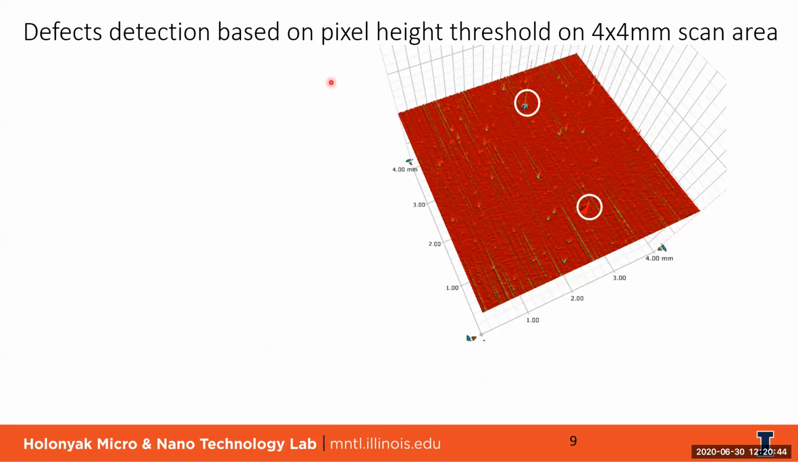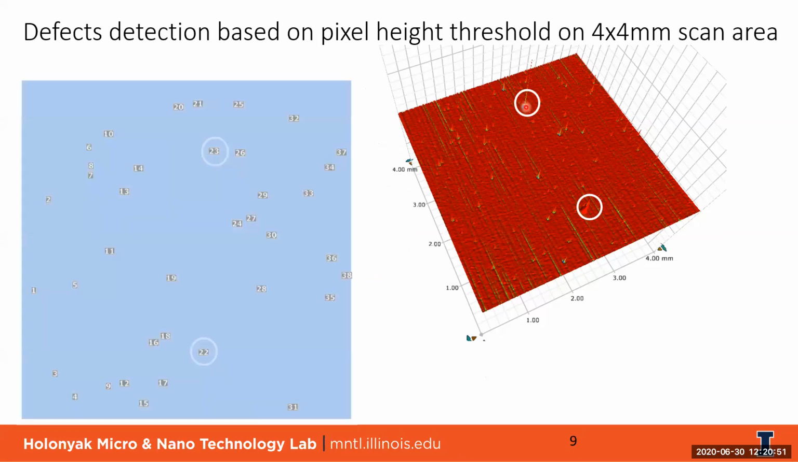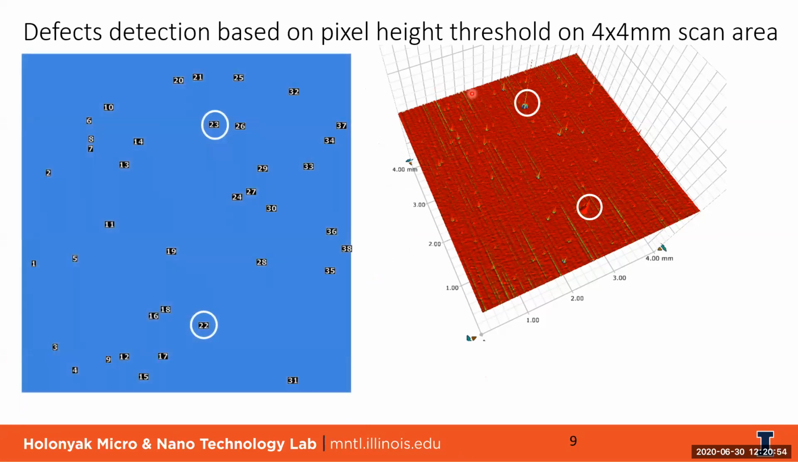So the software allows you to set a threshold in the height. Basically, it allows you to say, okay, anything that is taller than 100 nanometers, I will call it a defect. And with this 4 by 4 millimeter scan area, it will count how many defects there are with the threshold that you set in the software. So in this case, I set it to 50 nanometers. I got 38 defects.